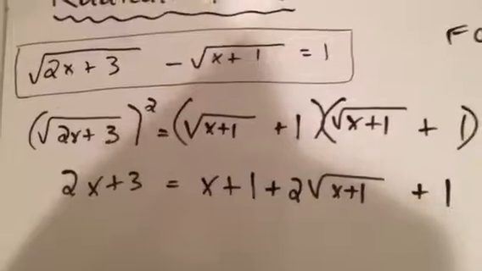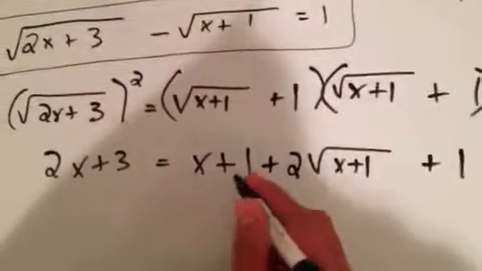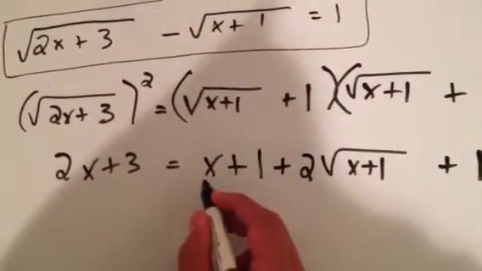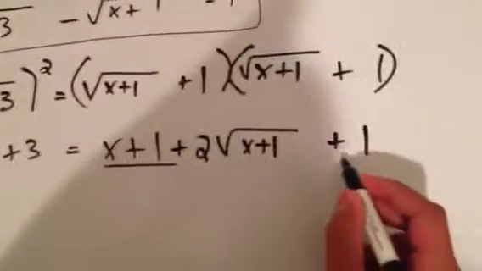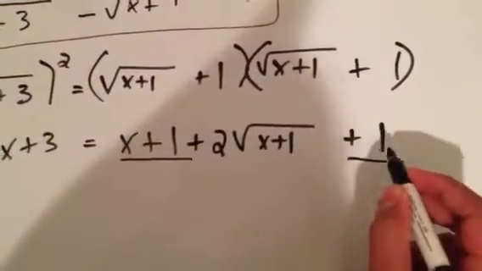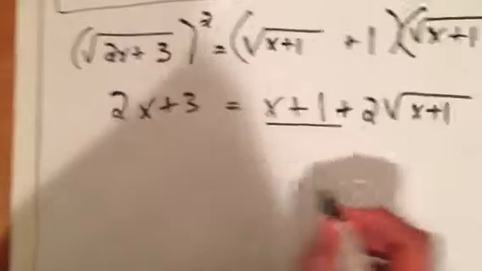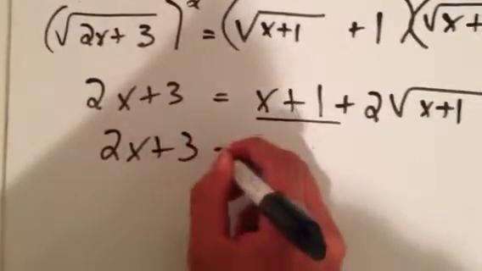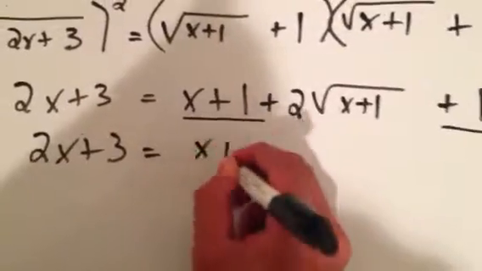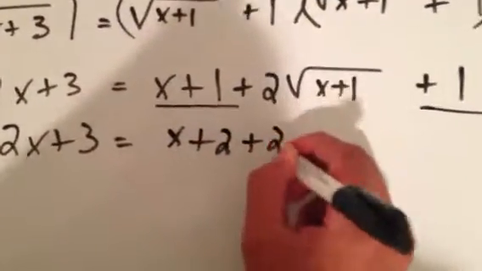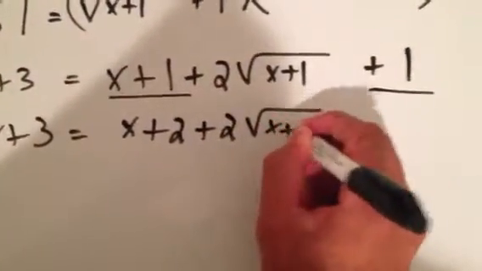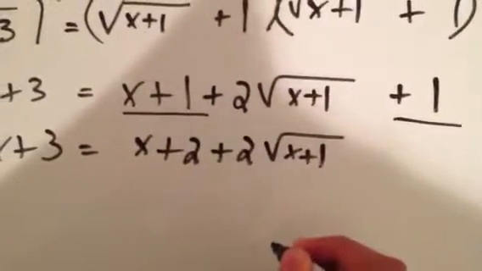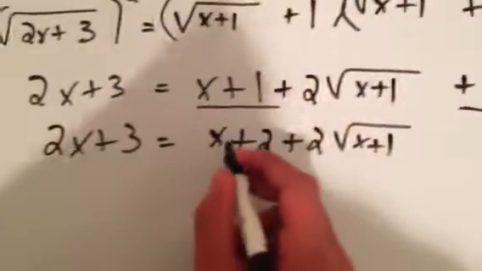Now again, you want to isolate the radicals. So we need to bring these pieces of information and these pieces of information to this side of the equation. So before we do that, let's at least simplify that side of the equation. So I have x plus 2 plus 2 root x plus 1. Now that I have that, let's bring the x here.